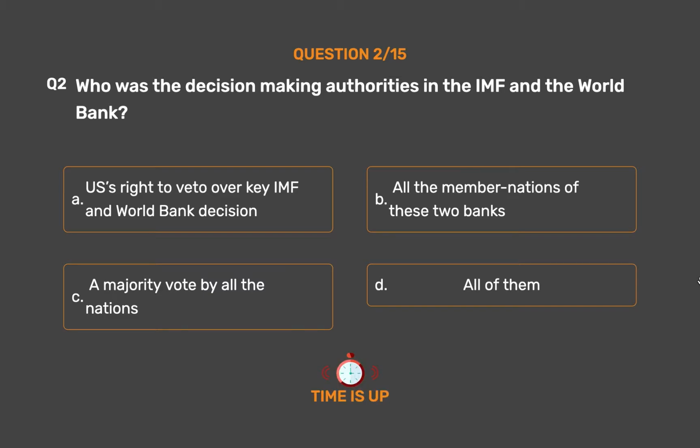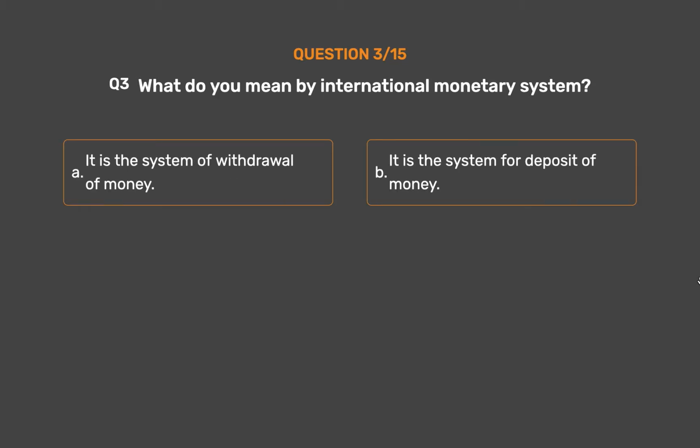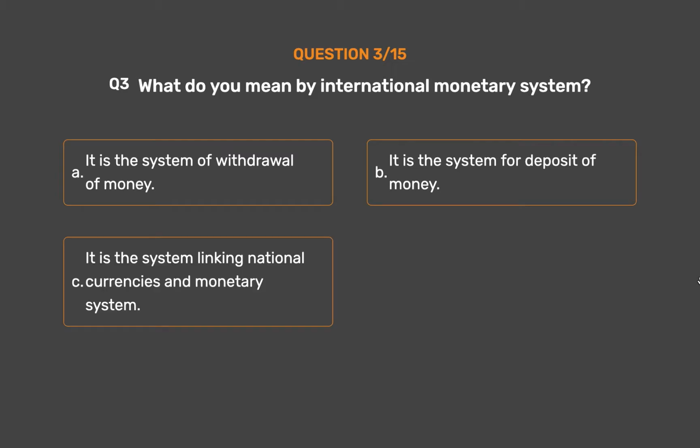The correct answer is Option A. US's right to veto over the IMF and World Bank decision. Question number 3. What do you mean by international monetary system? Option A. It is the system of withdrawal of money. Option B. It is the system for deposit of money. Option C. It is the system linking national currencies and monetary system. Option D. None of these.